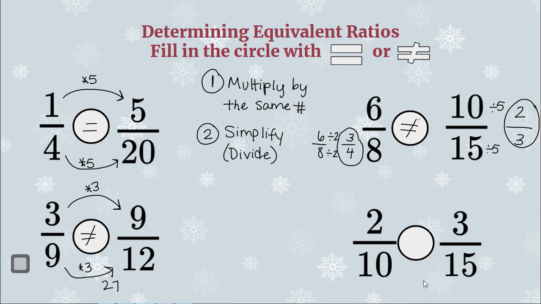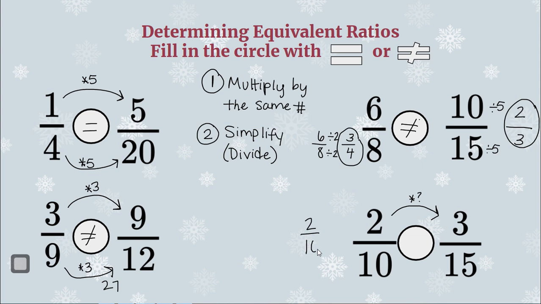All right, now that you have tried that one on your own, let's start together. So I always start with, okay, can I multiply from 2 to 3? No, I can't really think of anything that we can multiply by to get from 2 to 3. You can always try the bottom too, but I can't think of anything to multiply from 10 to 15. So instead, we're going to have to use option 2, and we're going to need to simplify.